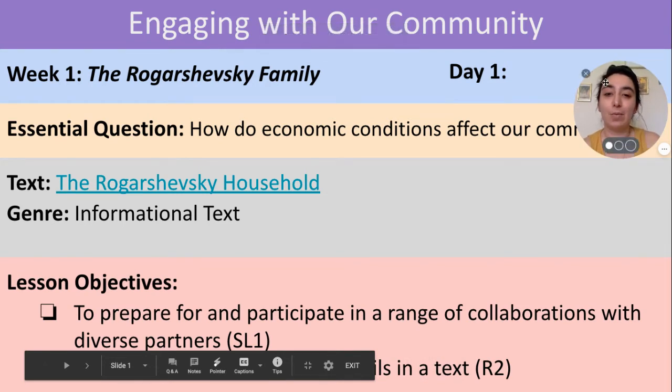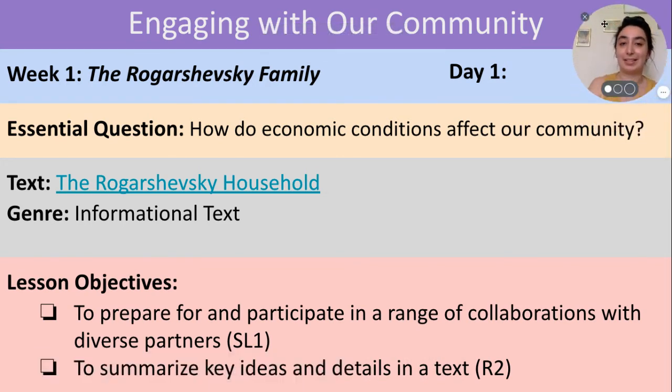All right, so week 1, the Rogoshevsky family, day 1. So can someone read the essential question out loud? All right, how do economic conditions affect our community? So today we'll be reading a text called The Rogoshevsky Household. This is an informational text. And let's get started on our lesson objectives. Can someone read those out loud, please?